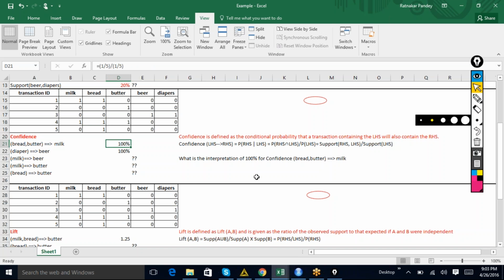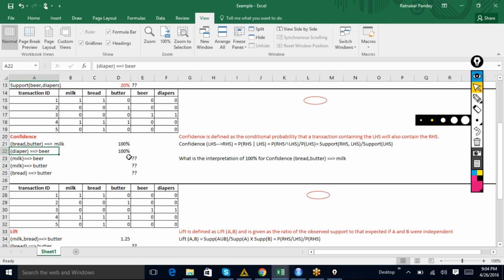Now let's interpret what the 100% means. In terms of conditional probability and the confidence parameter we are looking at, it says that I am 100% confident that if bread and butter have been bought, milk will be bought as well. So that is the interpretation of confidence. Whenever you see 100%, you have a high level of confidence that whenever bread and butter are bought, milk will be bought as well.